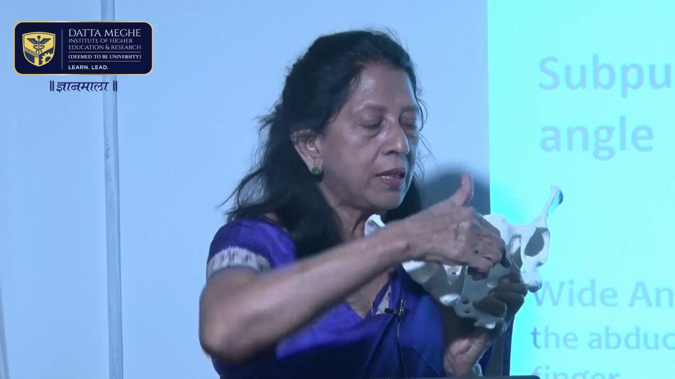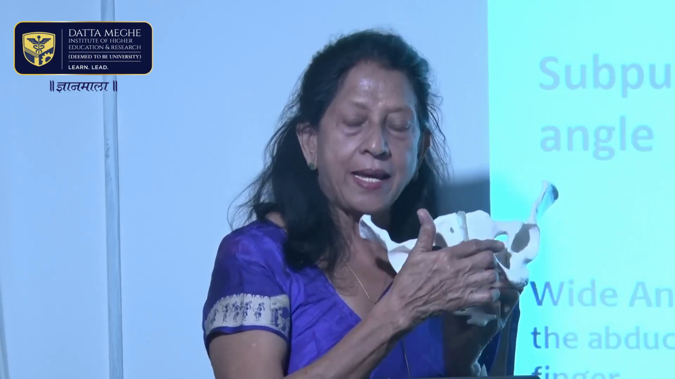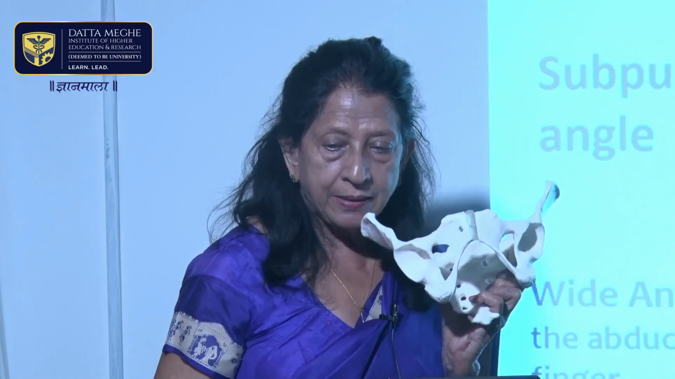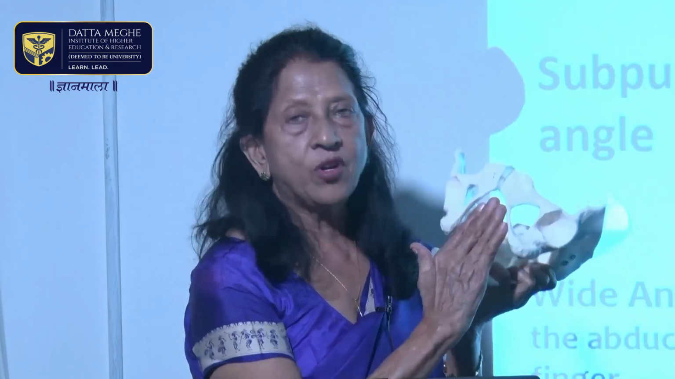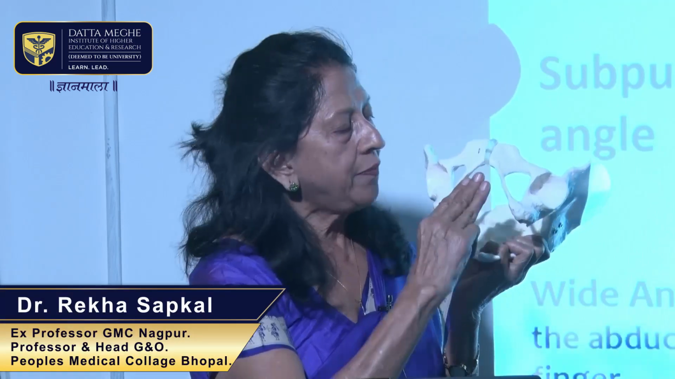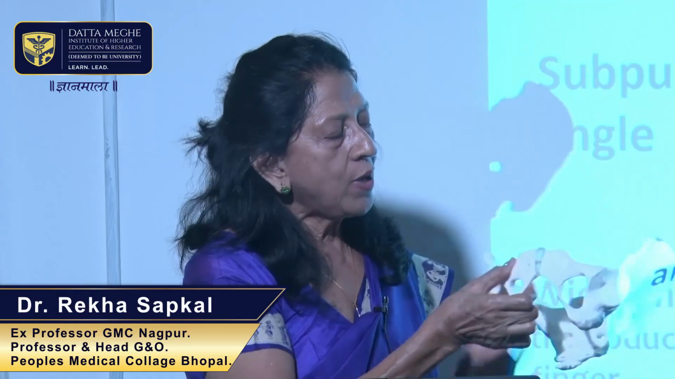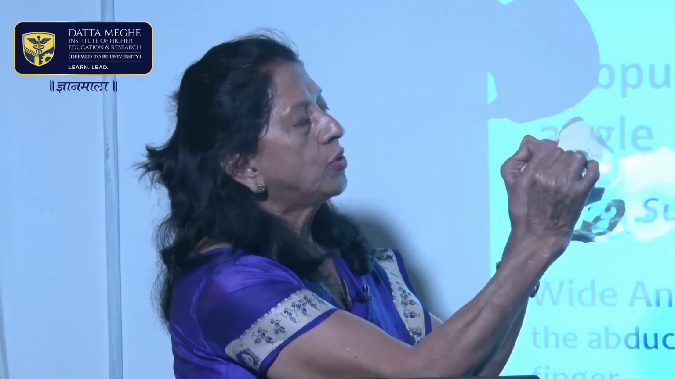Now, the second way to measure the subpubic angle is by putting four fingers like this. This is how the subpubic angle is wide. If it admits only three fingers, I will say the subpubic angle is narrow. Another way to assess is to put my two thumbs here.